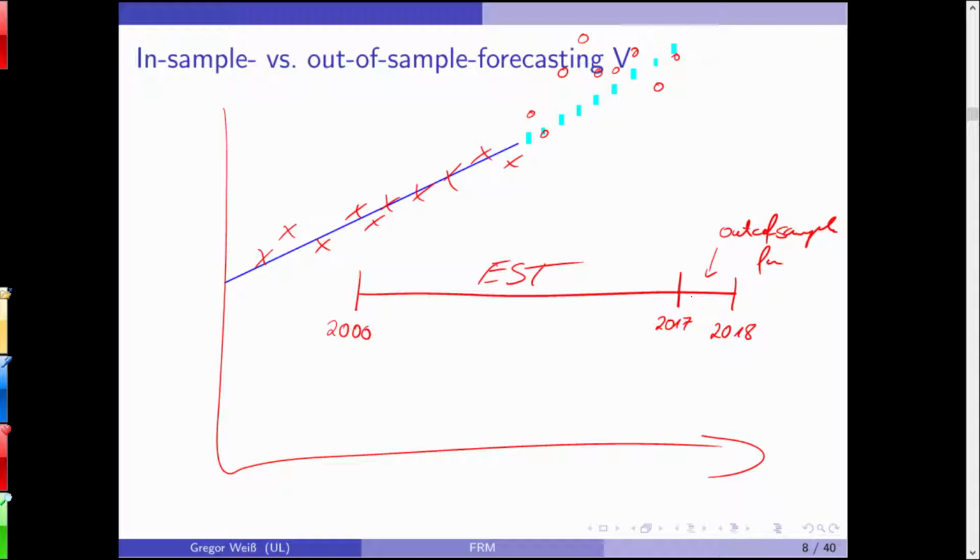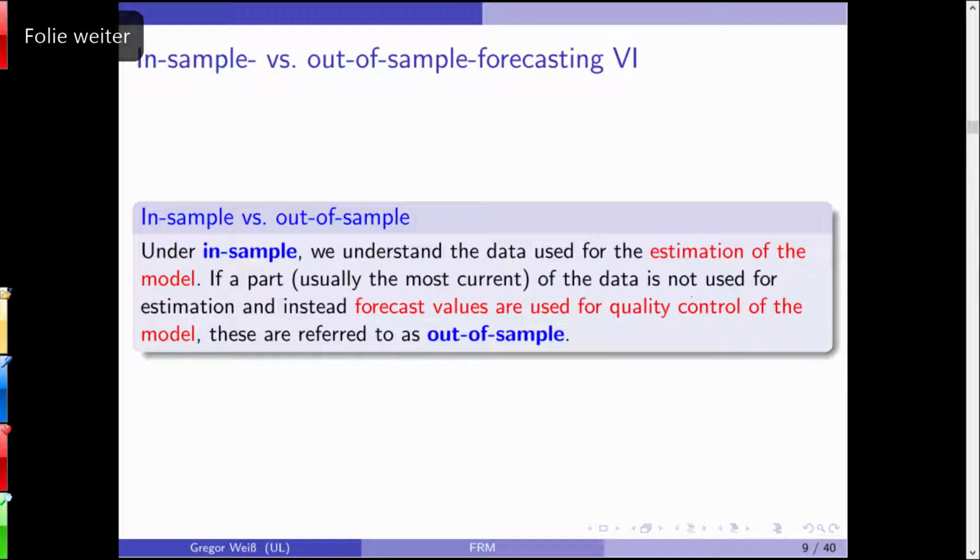Okay. This is out-of-sample forecasting. By in-sample, we understand the data used for the estimation. If a part, usually the most current part of the data, is not used for estimation and instead forecast values are used for quality control of the models, this is referred to as the out-of-sample.